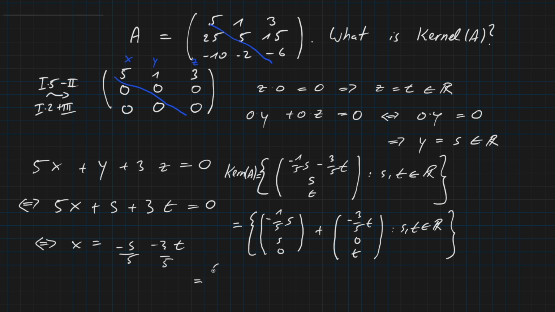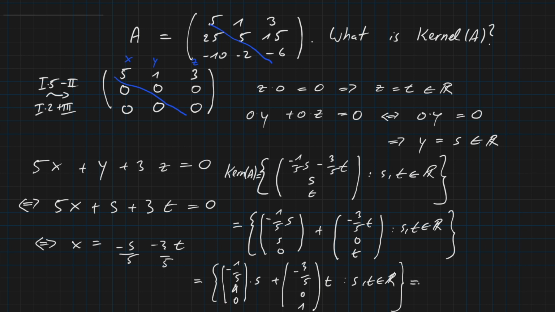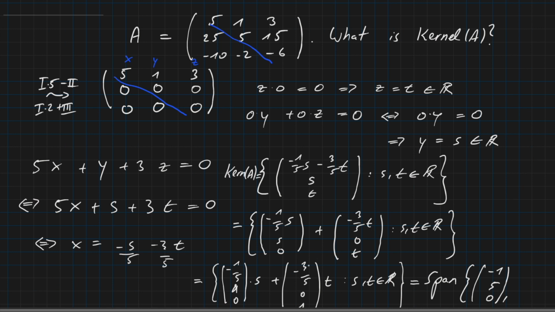And then we have the vector minus 1 over 5, 1 and 0 times s, plus the vector minus 3 over 5, 0, 1 times t, where s and t are real numbers. And now we have even vectors given. So this is the same as a span of minus 1 over 5, but we can also extend with 5, so we have minus 1. If we extend with 5, we have 5 instead of 1, and here still 0. And here we can also extend with 5, so we have minus 3, 0, and 5.